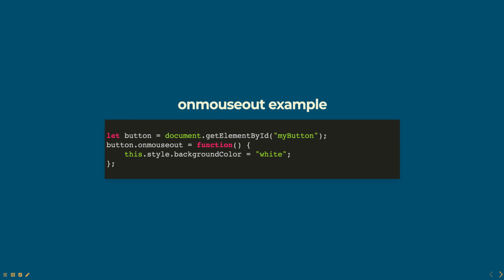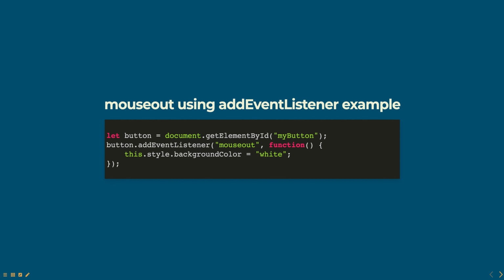You can also use the addEventListener method to attach the event. This code attaches an event listener to the button element with the ID myButton, listening for the mouseout event. When the mouse pointer moves out of the button, the function inside the addEventListener method will be called and will change the background color of the button to white.